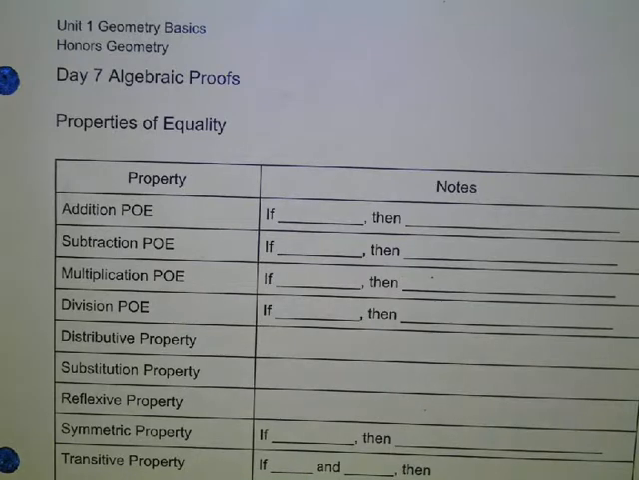Algebraic proofs. These are just some properties that you use all the time in Algebra 1, but we've just never written them out in a sentence format. The first one here is the addition property. Again, something you've done often, but probably just haven't looked at from this standpoint.